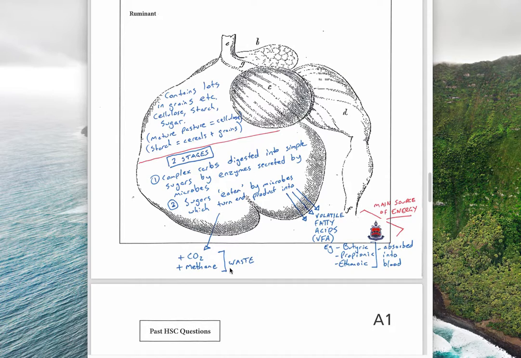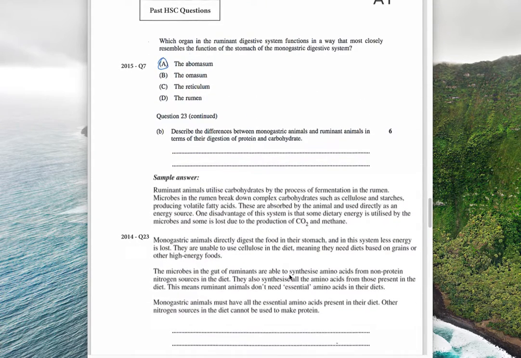However, one of the wastes of this process is a lot of carbon dioxide and a lot of methane. And methane is a large issue, methane emissions from cows. It is a large percentage of greenhouse gases in the world. And so if we can solve that and reduce that, it would be very good.